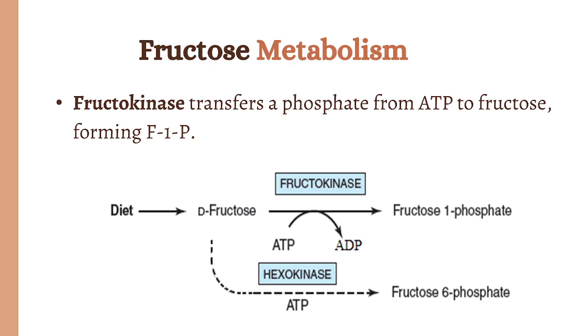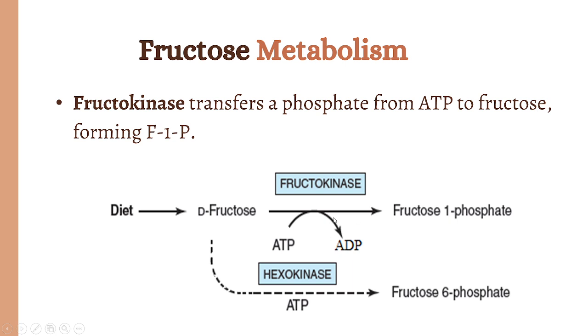Fructokinase transfers a phosphate from ATP to fructose to form fructose 1-phosphate. So fructose coming from the diet will be phosphorylated at position 1 by fructokinase. The phosphate group is coming from ATP. Alternatively, fructose can be acted upon by hexokinase. We said hexokinase is not specific for glucose, it acts on many hexoses. Hexokinase alternatively can also phosphorylate fructose, however, at position number 6.